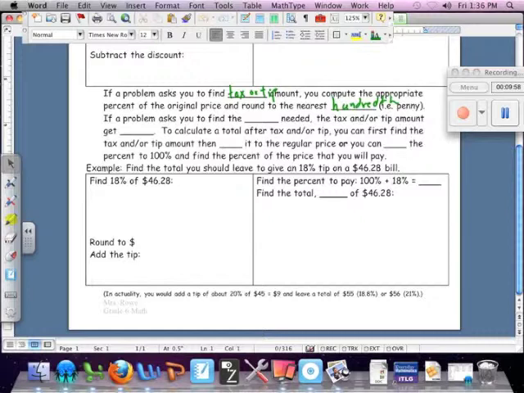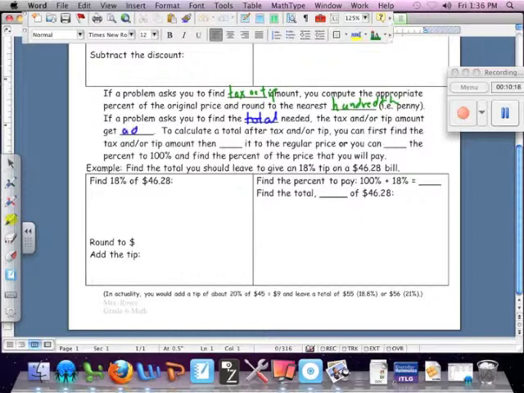That would be it. But if it asks you what is the total, or what do you need to leave, or that sort of thing, then you have to do the addition as well. So if a problem asks you to find the total needed, the tax and or tip amount get added.